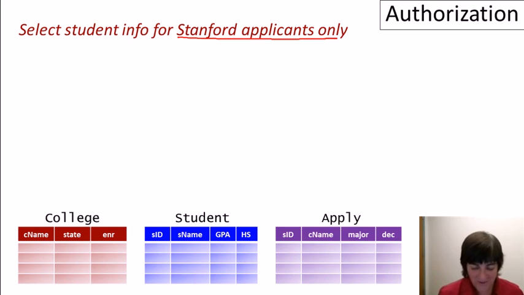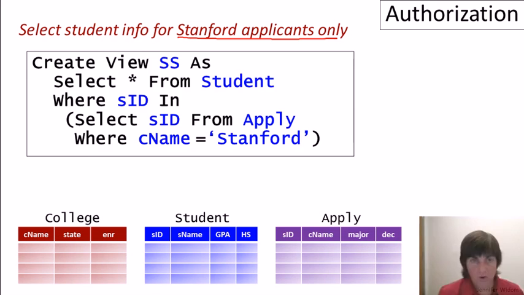Well, I'll give you the answer right away. The way we do that is actually by using views. So we can create a view that gives us the student information for Stanford applicants only, and then we can grant users privileges on the view rather than directly on the relations.